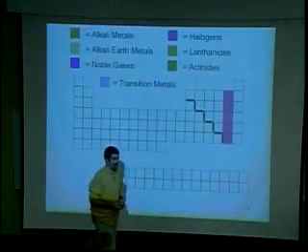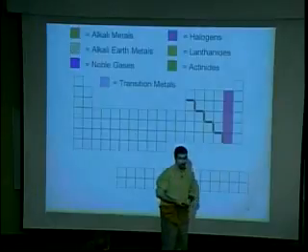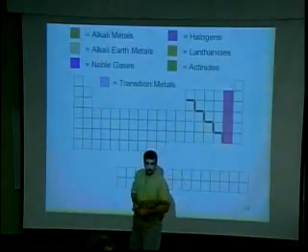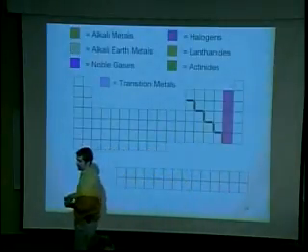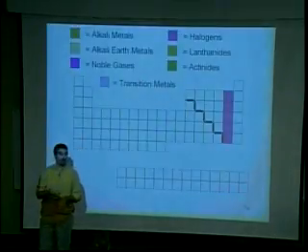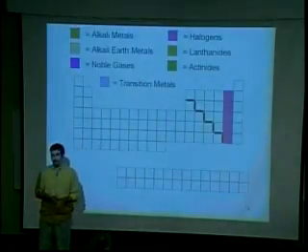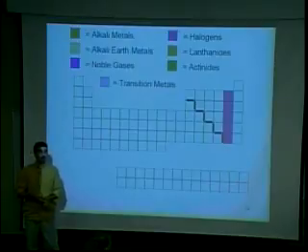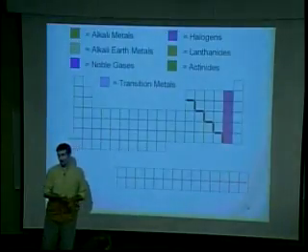All right, let's move one more in. Next column in. We call these guys the halogens. You've heard of halogen lamps, stuff like that. We can discuss that a little bit later. Halogens are your chlorine, your fluorine, your bromine, your iodine. These are all called halogens. They are very reactive species.